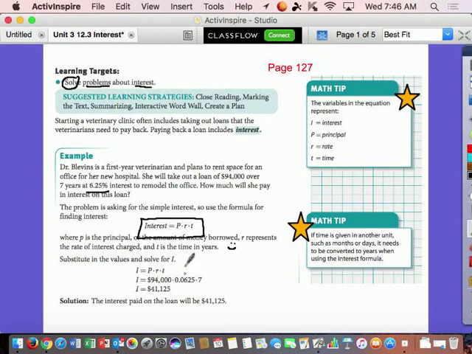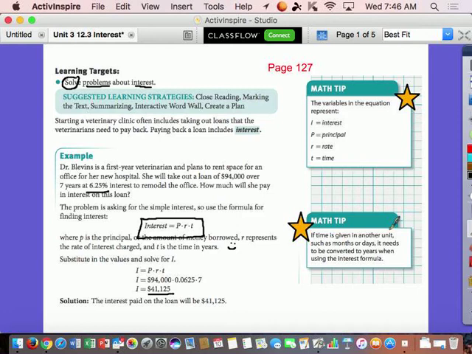And then the time is in years. So I have my 94,000, my 0.0625, which is 6.25% converted to a decimal, times 7 years. And then all I do is take a calculator, multiply those together, and there's my answer. That's how much money I'm paying for the interest on that loan. So after 7 years, when I pay off my loan, I'll have spent $94,000 paying off the amount I borrowed, and the interest on that will be $41,125.